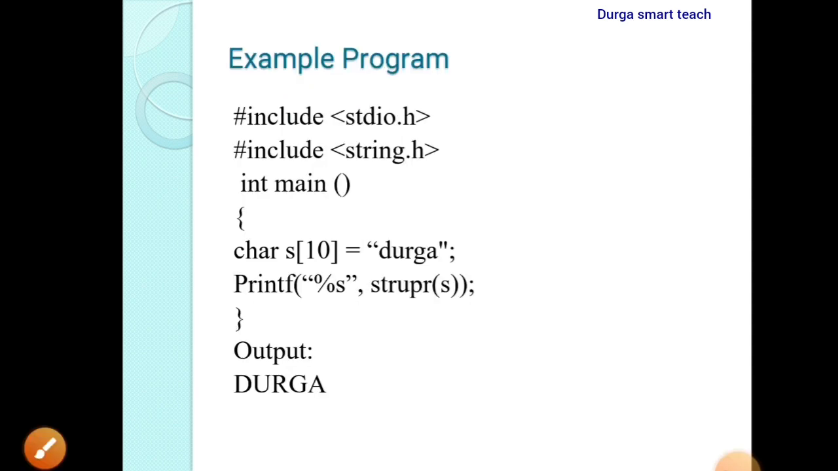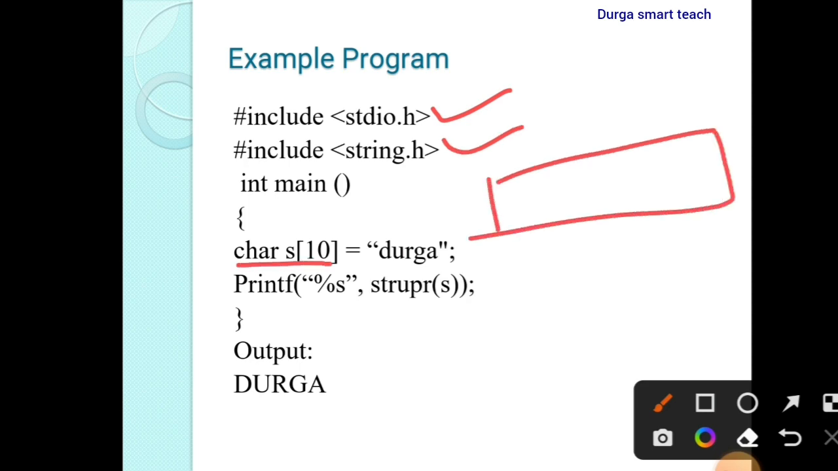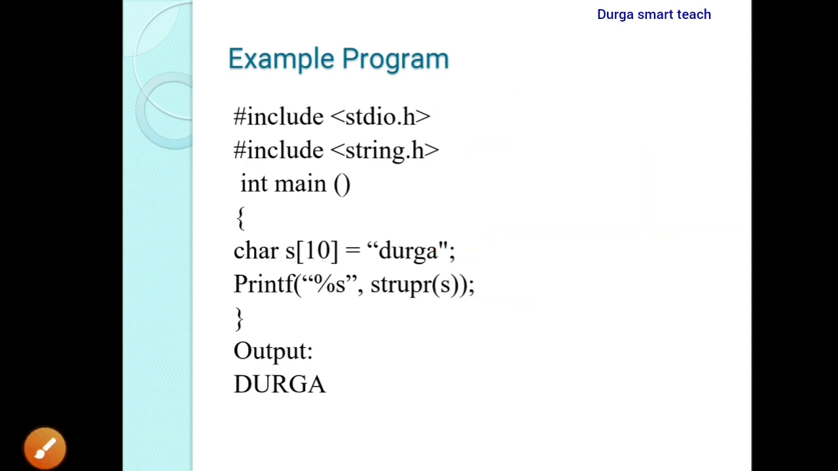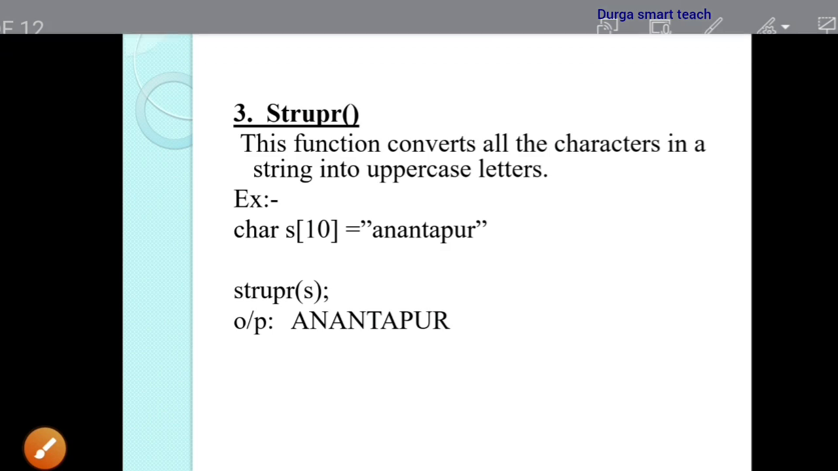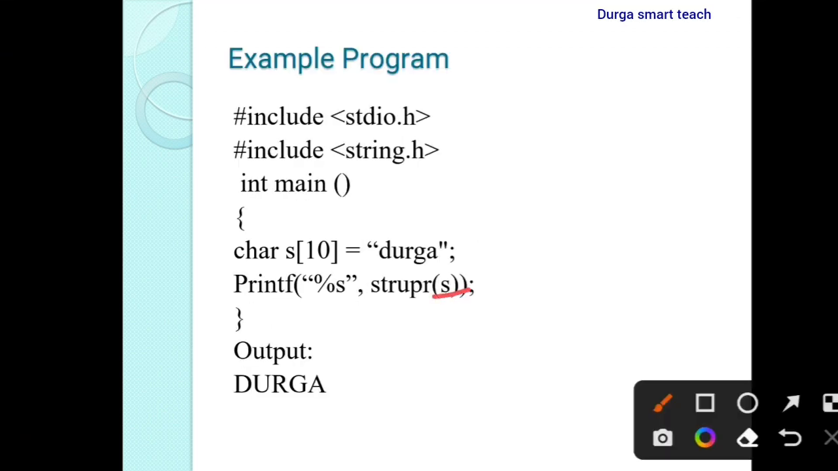Okay, next, this is the program. So here I have taken one string variable, so data will be stored, and I am converting this data into uppercase letters by using strupr, and I am giving the string name, that is s. So whatever is in the string variable will be converted into uppercase letters. So Durga will be converted into uppercase letters.